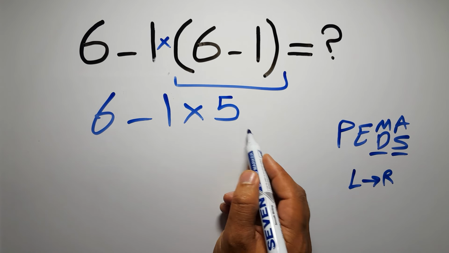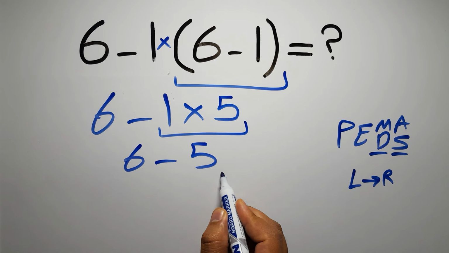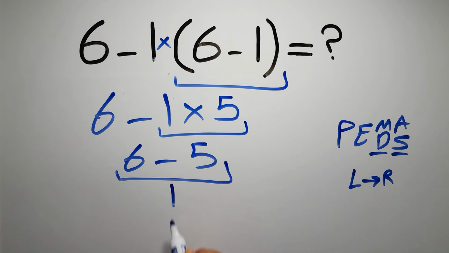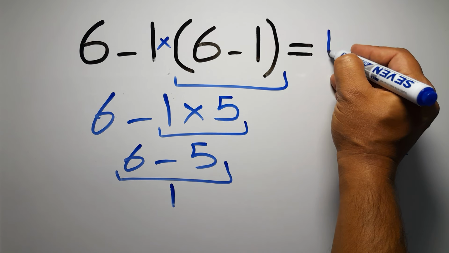1 times 5 is just 5. So 6 minus 5 gives us 1. And this is our final answer to this problem. The correct answer is 1.